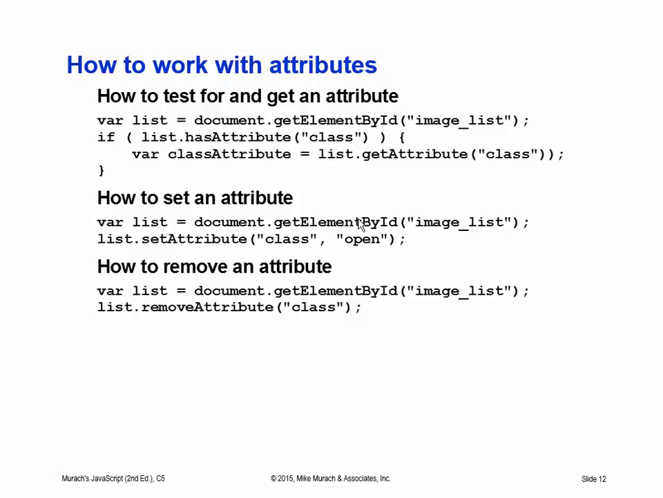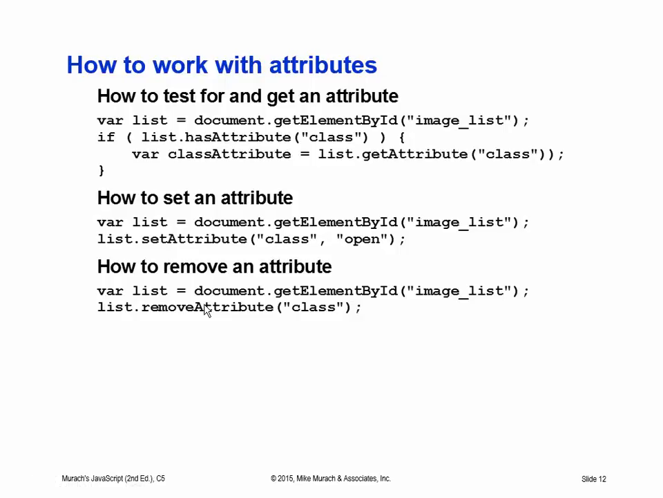Notice how to test for and get an attribute. That was the has attribute that we looked at. So we're checking to see if the list has a class. If it does, then we're grabbing all of that information and copying it to a local variable. This again is the opposite. We're setting it. Remember, get means that we're retrieving something. Set means literally that. It's kind of like the difference between a select statement and an insert. Not only can we get and set, we can remove things.